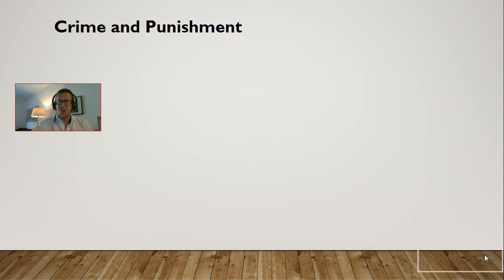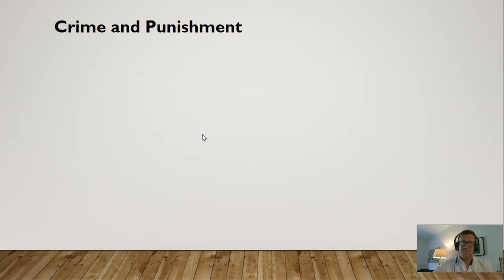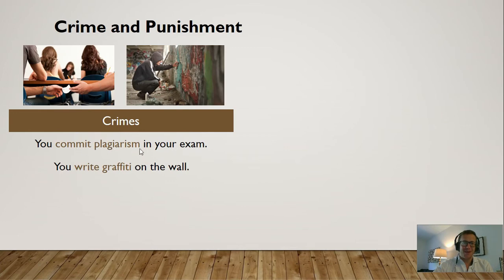Then we did crime and punishment. So crime and punishment, things that involve the police, I guess. Crimes. So here are 2 examples. You commit plagiarism in your exam. Okay, crime is a bit strong for this, but it is something when you break the rules. Or you write graffiti on the wall. Commit plagiarism is when you cheat in an exam. Writing graffiti is when you draw on the wall.